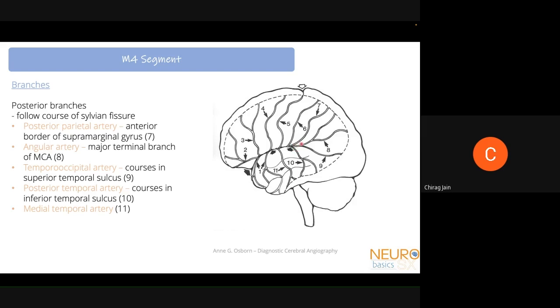You can also have the temporo-occipital artery over here, which is running in the superior temporal sulcus, the posterior temporal artery running in the inferior temporal sulcus, and the medial temporal artery.